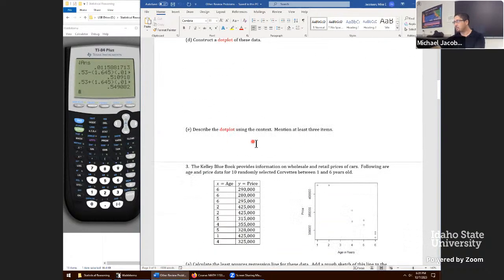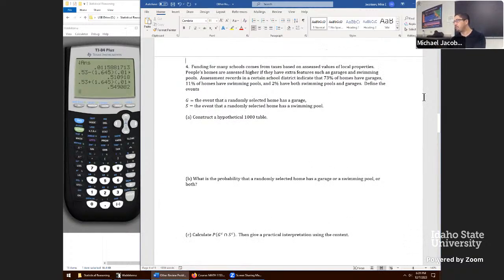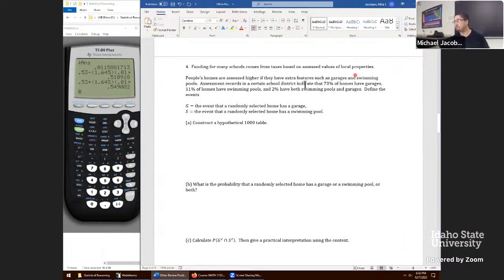So let's see here. This is z-scores. This one is regression. This one looks like a probability problem. We can tell by events are defined right away, so we're getting into probability. Problem starts off by saying, funding for many schools comes from taxes based on assessed values of local properties. People's homes are assessed higher if they have extra features such as garages, swimming pools, all those kinds of great things. Assessment records in a certain school district indicate that 73% of homes have garages, 11% have swimming pools, and 2% have both swimming pools and garages.